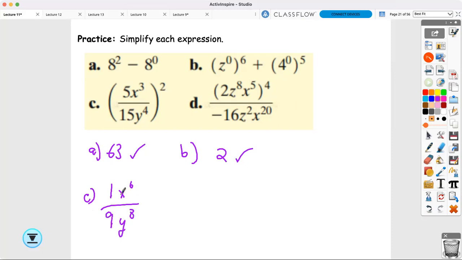Now you can omit the 1 if you want. You can just do x to the 6 over 9y to the 8th, because we know the invisible 1 is there. Excellent, guys.